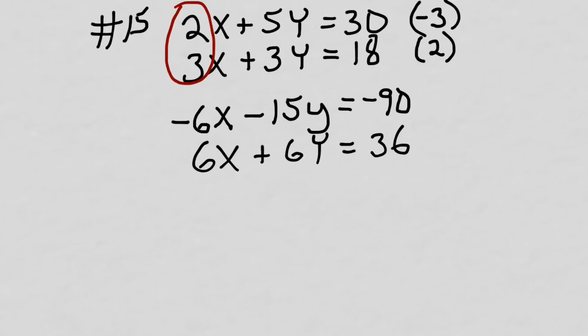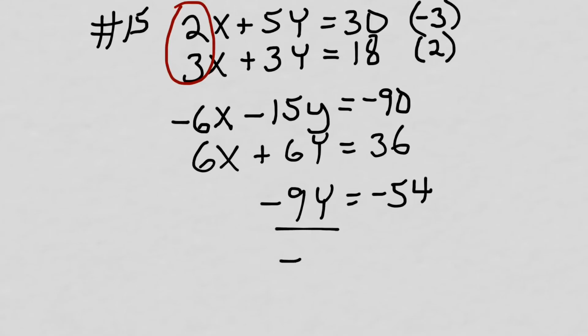All right. Now you can see, the reason I did all that was, now I've got negative 6x and 6x. They eliminate each other. All right. Let me add the rest of it together. Negative 15y and 6y, right? That's going to give me minus 9y equals, all right, add negative 90 and 36, I get minus 54.